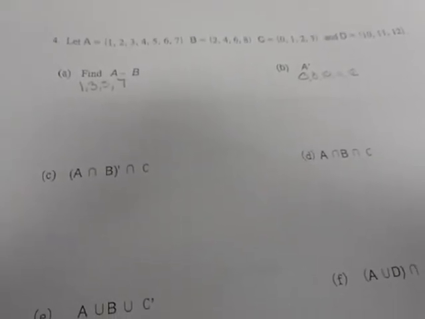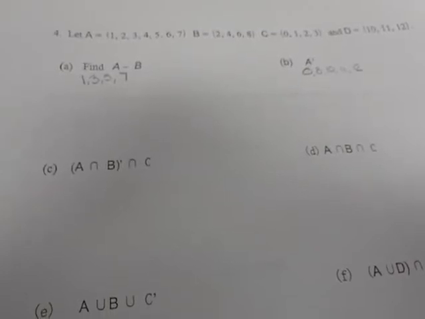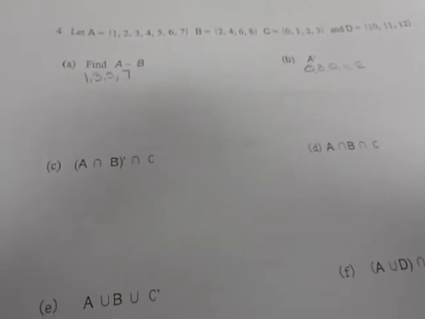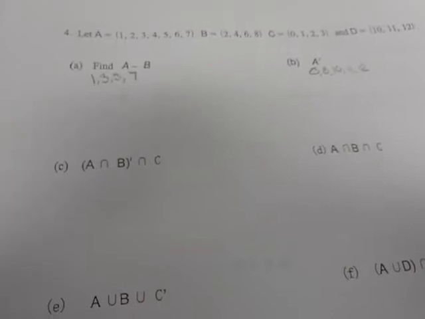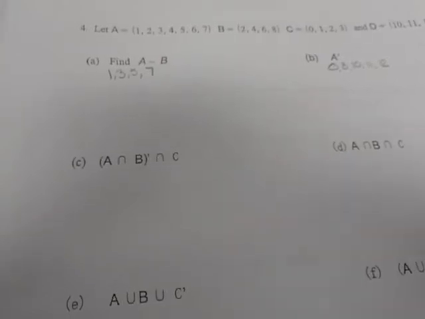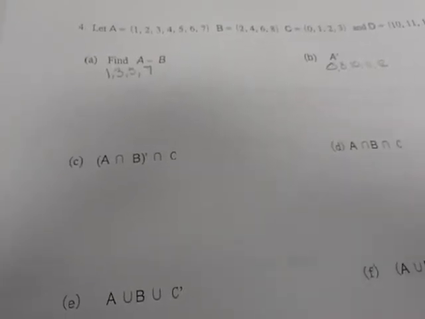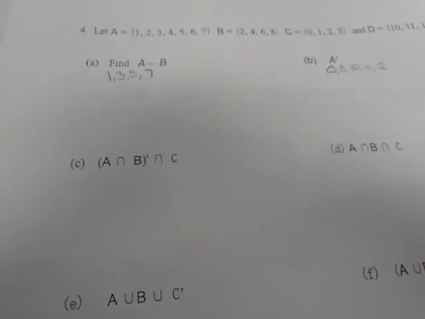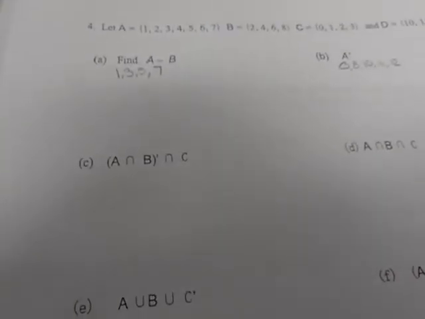Now, at that point, it says intersecting C. So intersecting C, C was what? 0, 1, 2, 3. So now we got 0, 1, 3, 5, 7, 8, 10, 11, and 12 intersecting 0, 1, 2, 3. So what do they have in common? 0, 1, 3, right? Any questions?